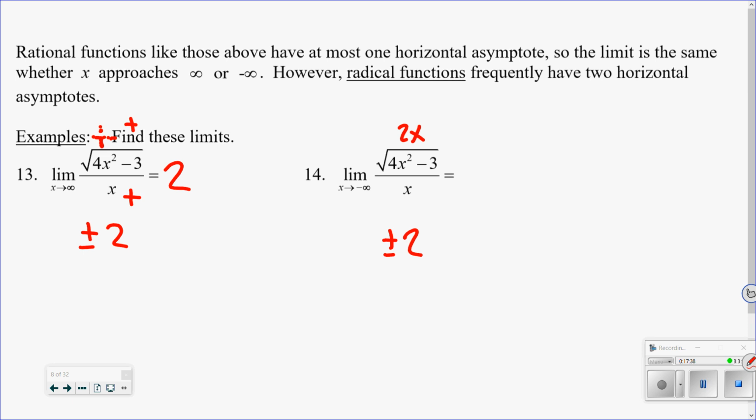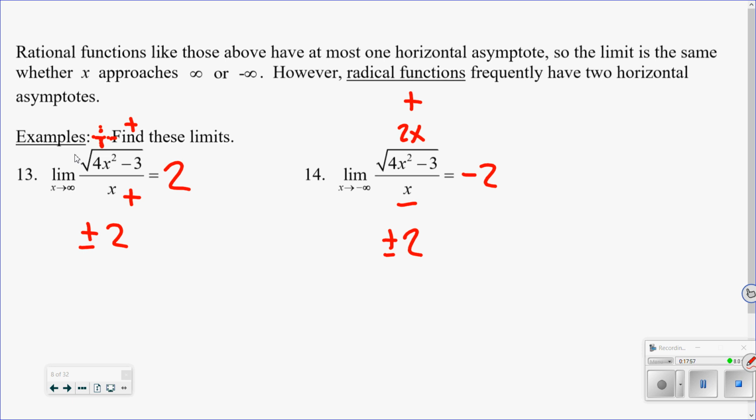It's going to be a positive on top. On the bottom, if I plug in a negative 100, that's going to be a negative. A positive divided by a negative, so that means it gets closer to negative 2. So this one has two different asymptotes. As I go to the right, it gets closer to 2. As I go to the left, it gets closer to negative 2.